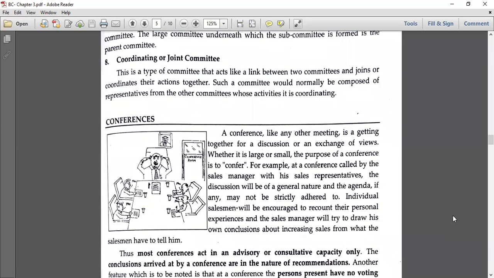Then there is a coordination or joint committee. This is a type of committee that acts like a link between two committees and joins or coordinates their actions together. Such a committee would normally be composed of representatives from the other committees whose activities it is coordinating. So in a way, the joint committee or coordinating committee links the two committees and they join their workforce together.